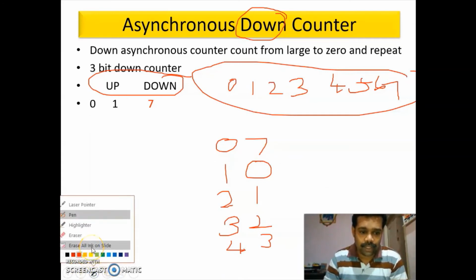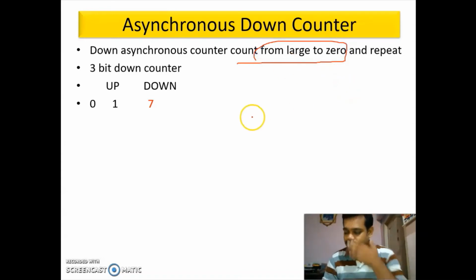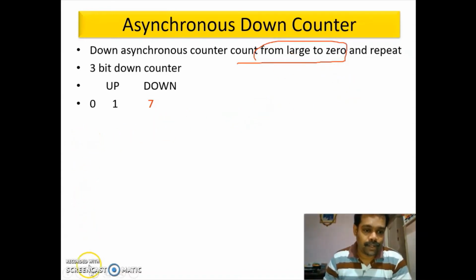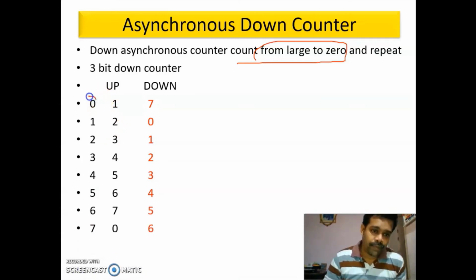So if a counter counts in this sequence, then it is called a down counter. Initially there are two types of counters, synchronous and asynchronous, and each we can divide into two: one is up counter and another one is down counter. A down counter counts from the largest value down to 0 and then it will repeat. Okay, so this is one example of up counter and down counter. Now, you take this as the present state and this as the next state.